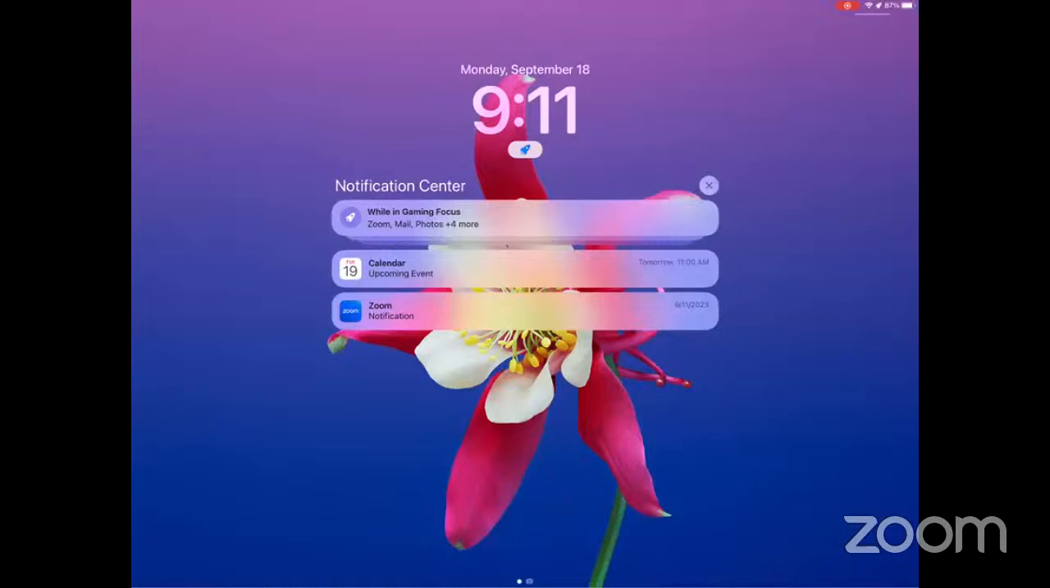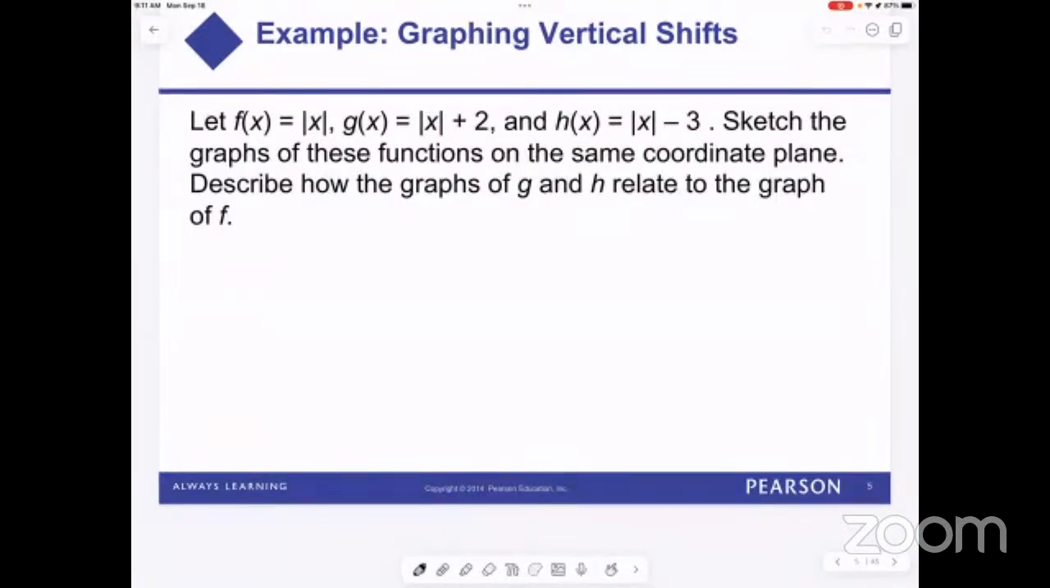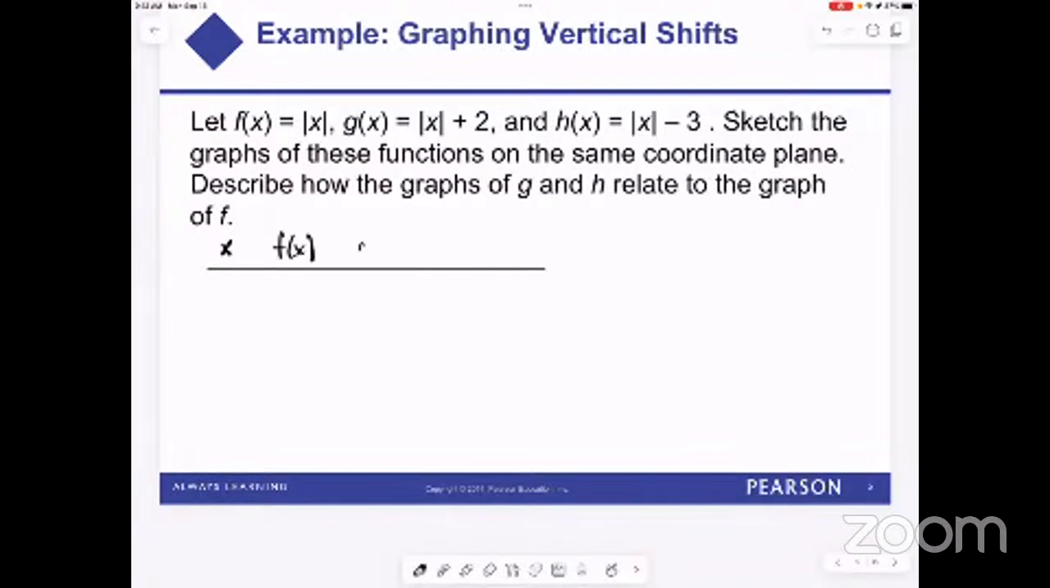Okay, so let's start this out by making a table. Now let's see. So we'll have our x, a bar, and let's look at our f of x, our g of x, and our h of x. We're just going to choose several values of x. I'm thinking x be -3, -2, -1, 0, 1, 2, and 3. Okay.